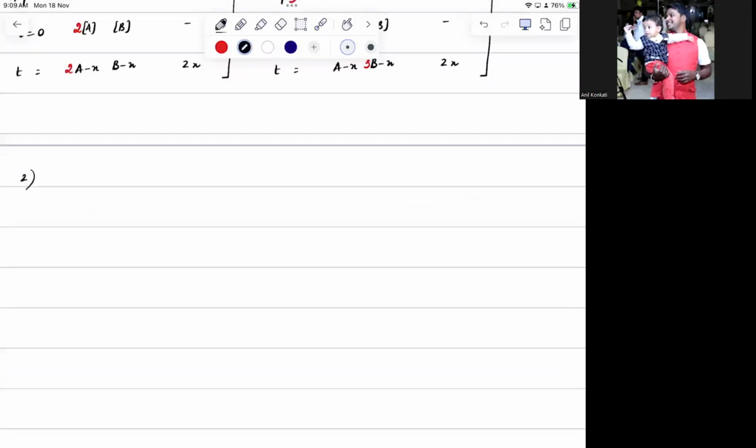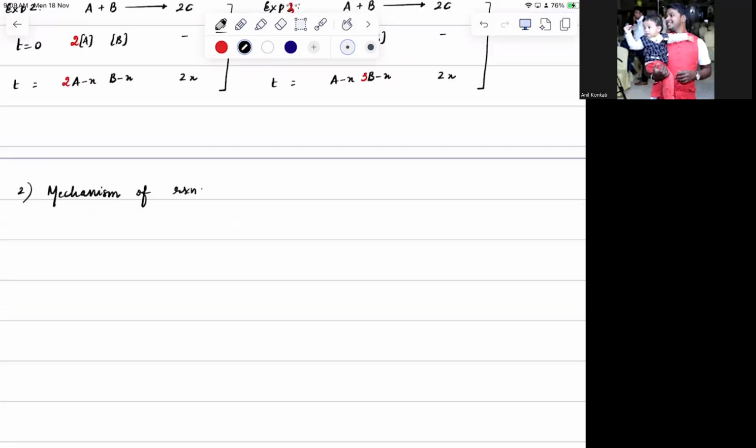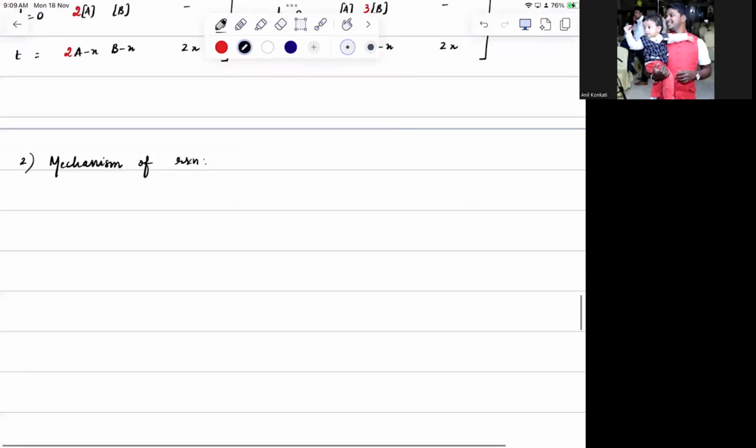This is from the mechanism of the reaction. The mechanism of the reaction is given. Then how do we calculate? Within that, we have two methods. One is the equilibrium method. The other one is the steady state approximation method, SSA.